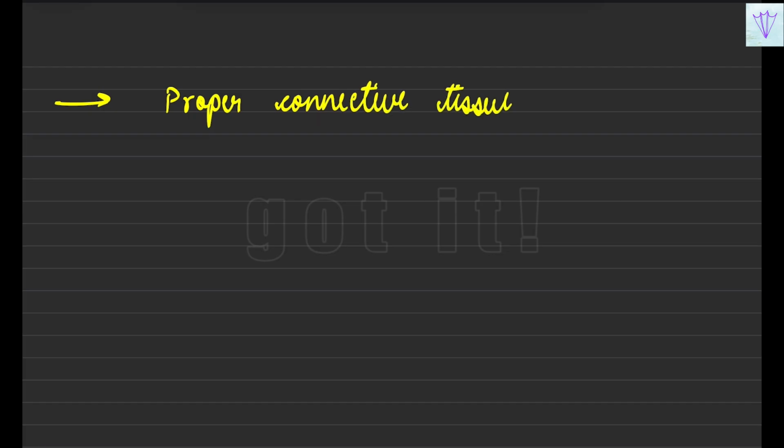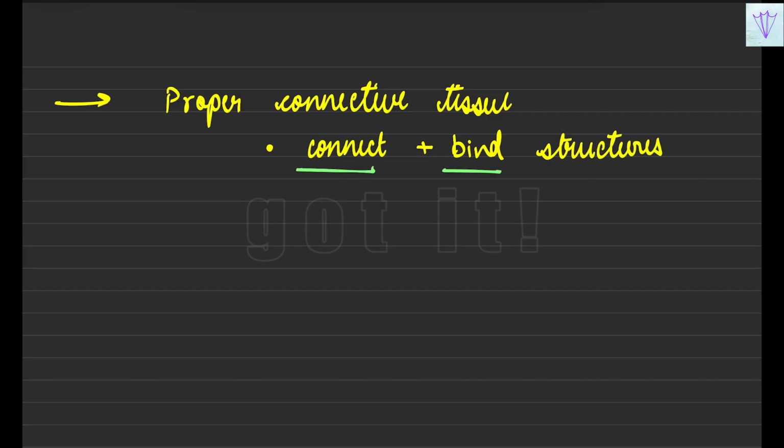Proper connective tissue. So these tissues mainly connect and bind structures. This is the primary thing you have to remember, that they will connect and bind structures. That is the primary thing which is done by the proper connective tissues.